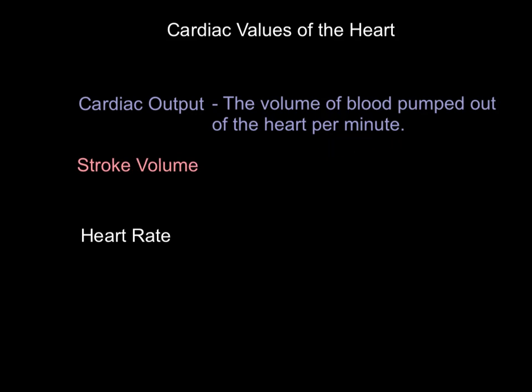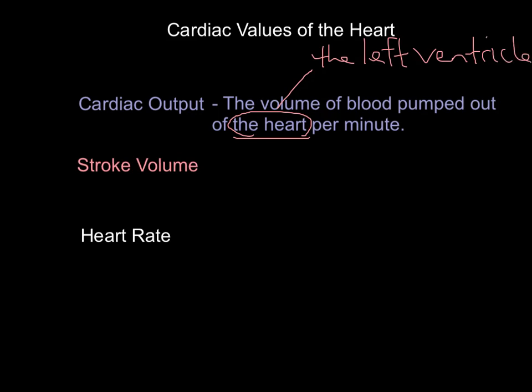Now what I'd also say is this. If you want to be a bit flash, and you don't want to say pumped out of the heart, there is something else you can say. Instead of saying out of the heart, if you want to be technically more accurate, it's out of the left ventricle, because that is the chamber that is pumping blood around the body. Remember, the right ventricle is going to pump blood to the lungs. That's the blood that's going to pick up oxygen, get rid of its CO2, and then come back to the heart to then be sent around the body. We're not interested in that in cardiac output. Cardiac output is the volume of blood pumped out of the left ventricle per minute.